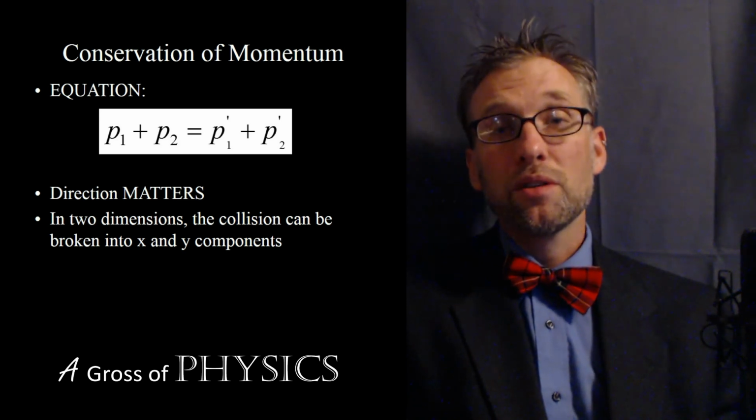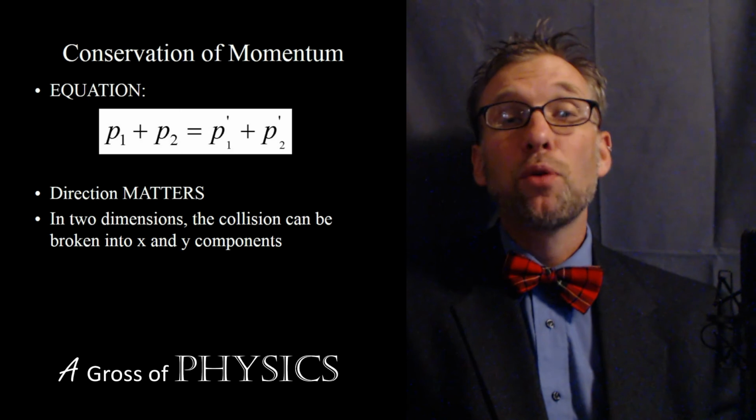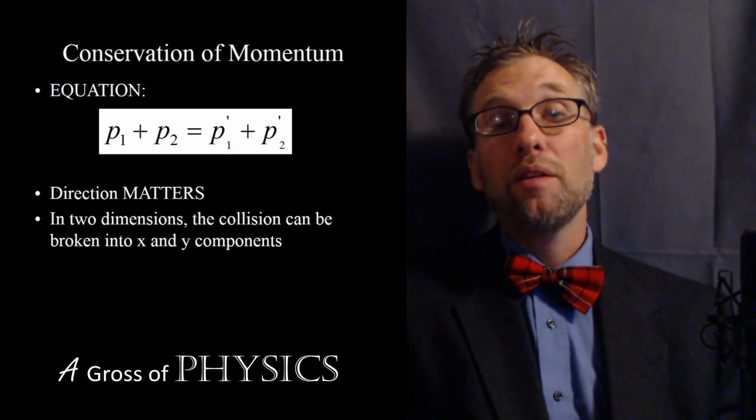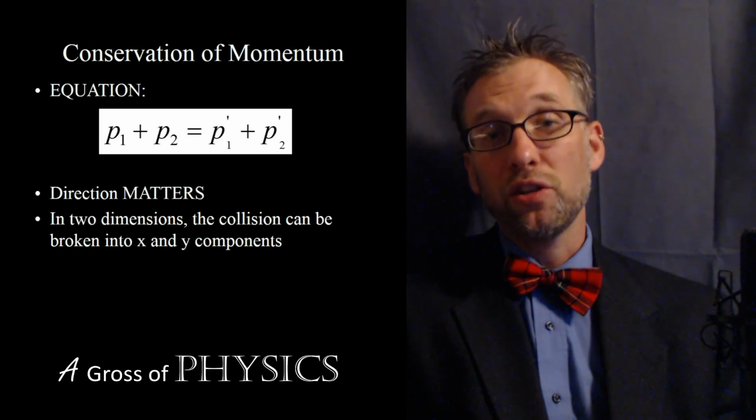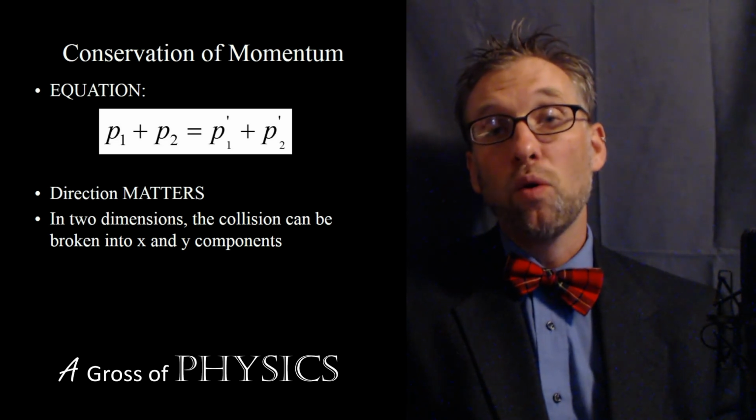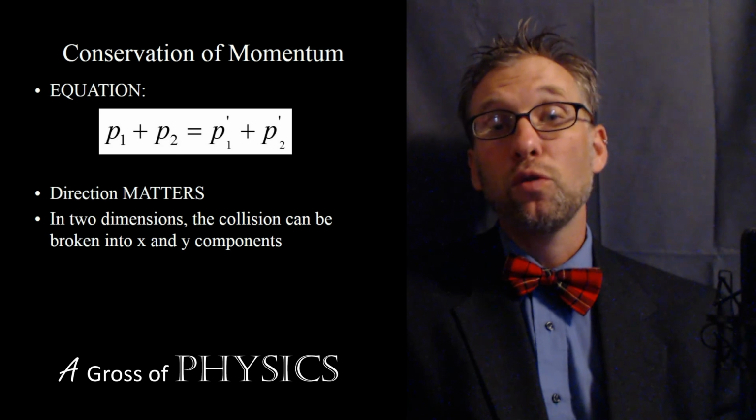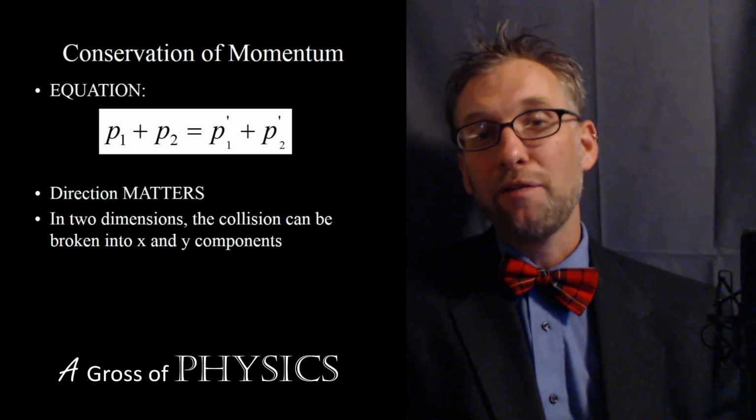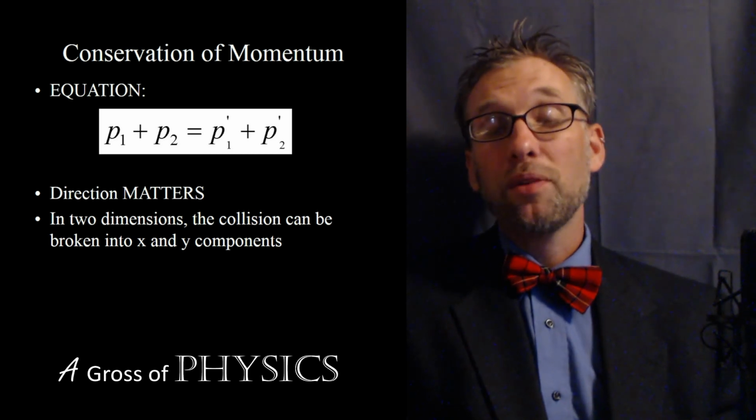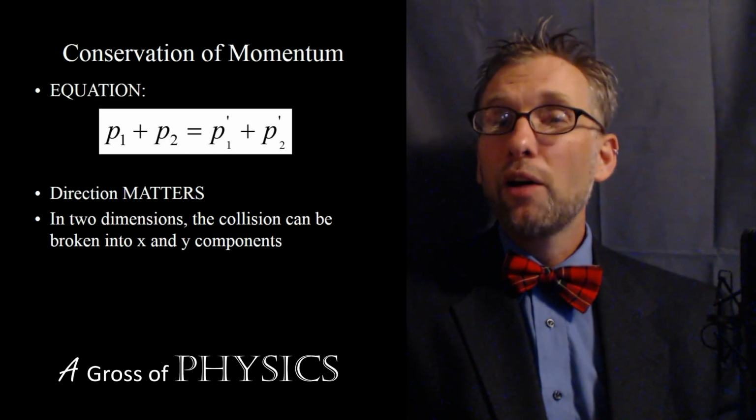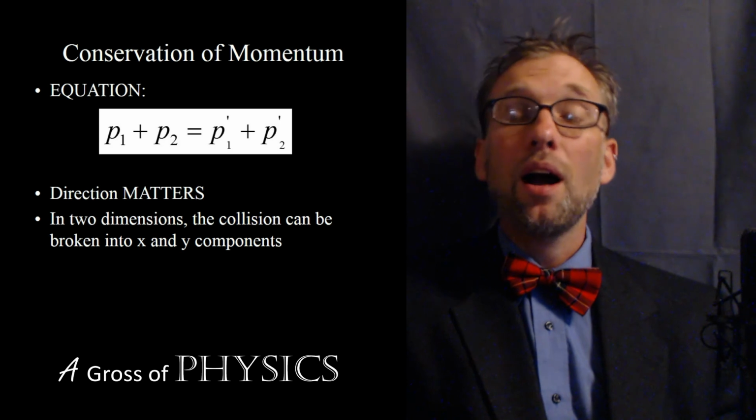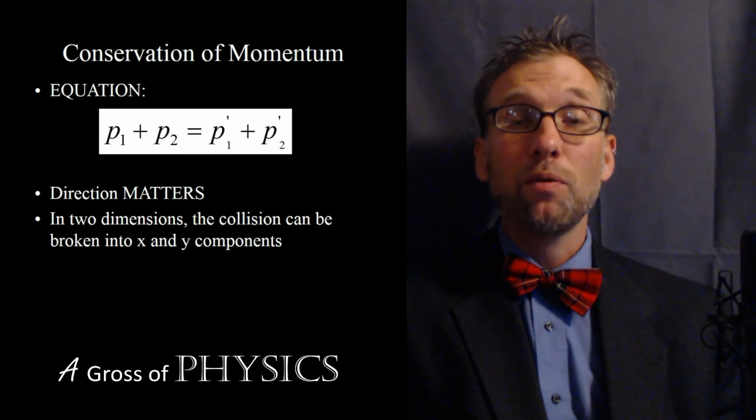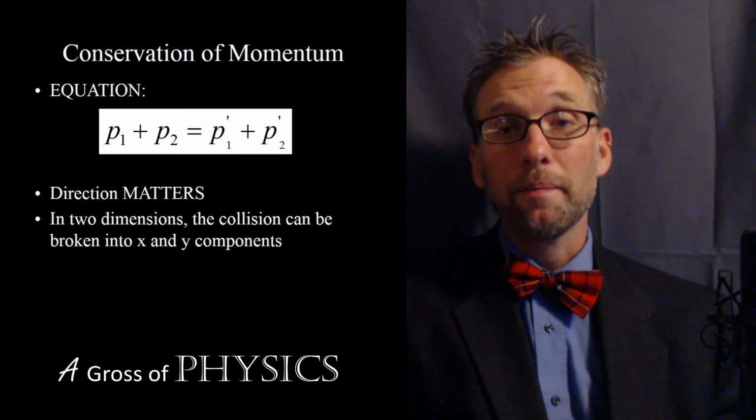Now, we have four terms, and each of the P terms is broken down farther into MV. So you have M1 V1 plus M2 V2 equals M1 V1 prime plus M2 V2 prime. So the simple equation of P before equals P after looks a little more complex when we write it out fully. Now remember, the reason there's no prime with the M's is because they stay the same. The mass of the object before and after the collision needs to stay the same.